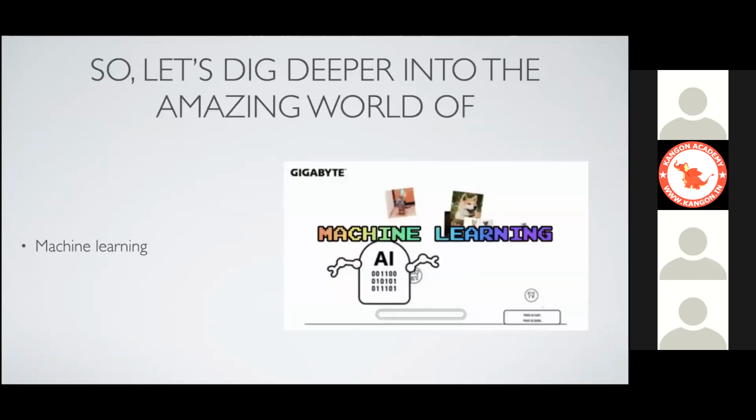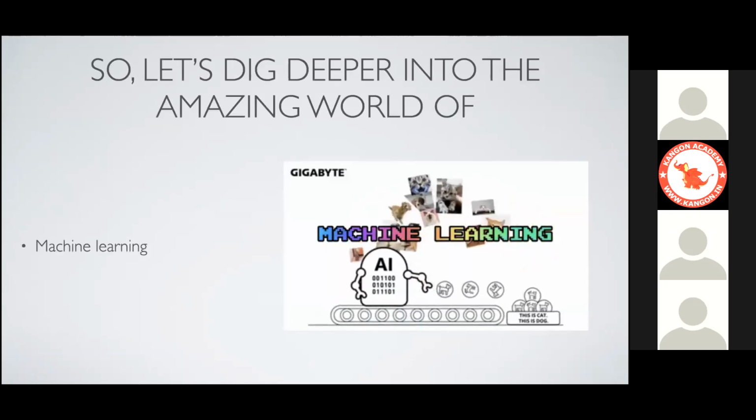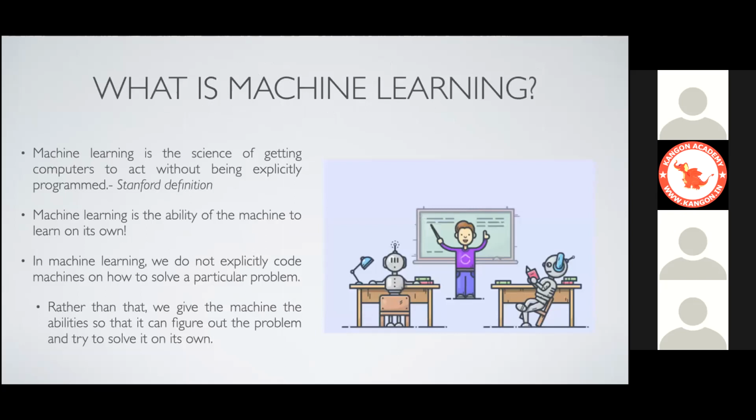All right, so we'll talk about machine learning today, obviously. So what exactly is machine learning? It's a science of getting computers to act without being explicitly programmed. This is a Stanford University definition, and it's simple for me, but it might not be simple for you. So the simplest definition would be the ability of a machine to learn on its own. Machine learning is nothing but the ability of a machine to learn on its own.